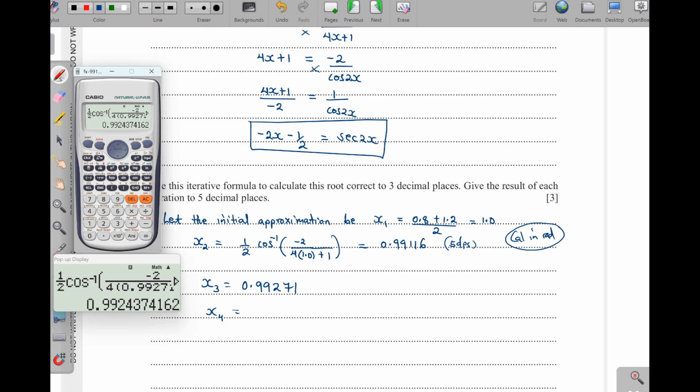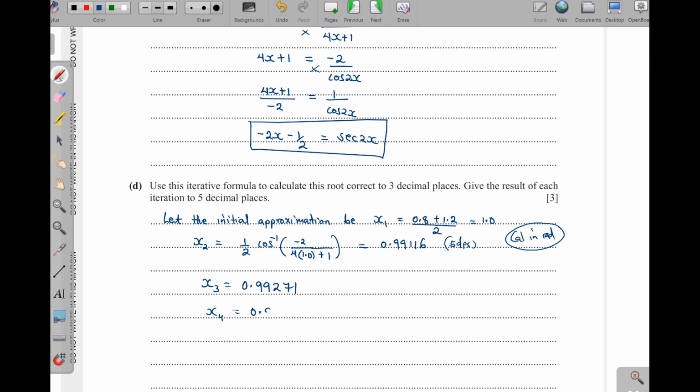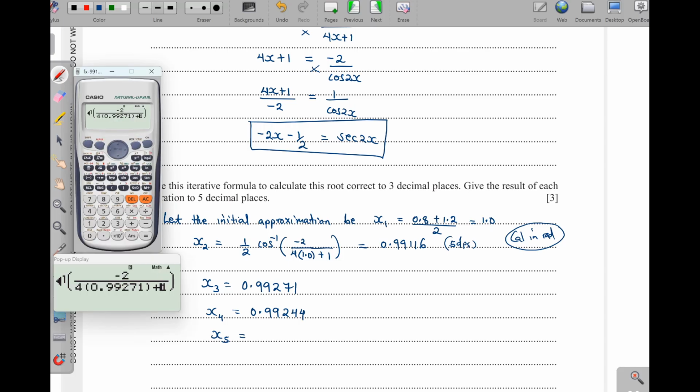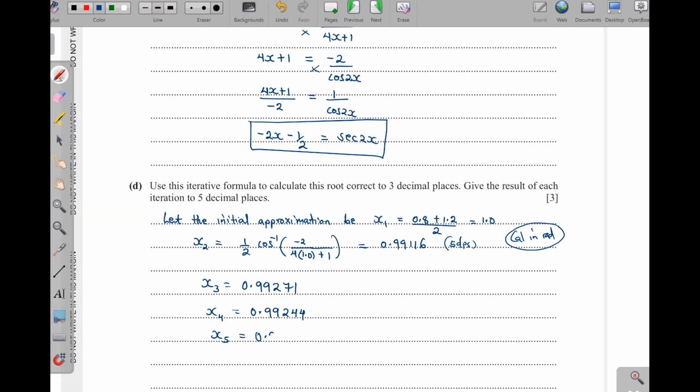Then the next one, put this one here. 0.99271. That is 0.99244. And then the next one here, we shall put 0.99244. That is 0.99249. Now let's see what this one rounds off to 3 decimal places.